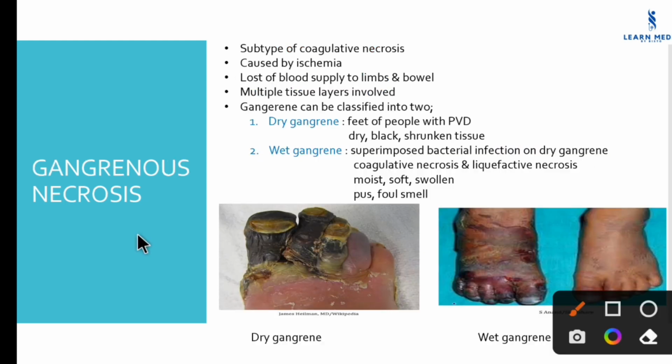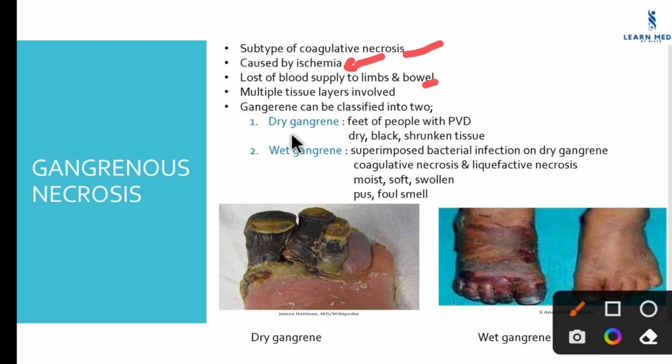fibrinoid necrosis. The last type of necrosis is gangrenous necrosis, which is a subtype of coagulative necrosis caused by ischemia. There is a loss of blood supply to the limbs and bowel, involving multiple layers of tissue damage.